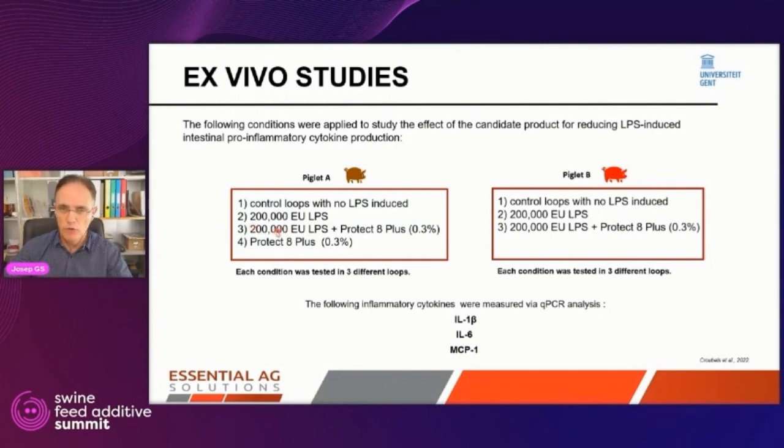Of course, the LPS plus the product, at a 0.3% inclusion rate. That is, we did in both piglets, and then we included one just with the product to see if there was any issues with just the product, any toxicity, anything. And based on the results also of the initial test that we did, we measured these 3 inflammatory cytokines. In an initial test, we had tested for different ones. We saw that these ones were the ones mostly affected when there was a LPS present. So that's the ones that we use for the test with the product.